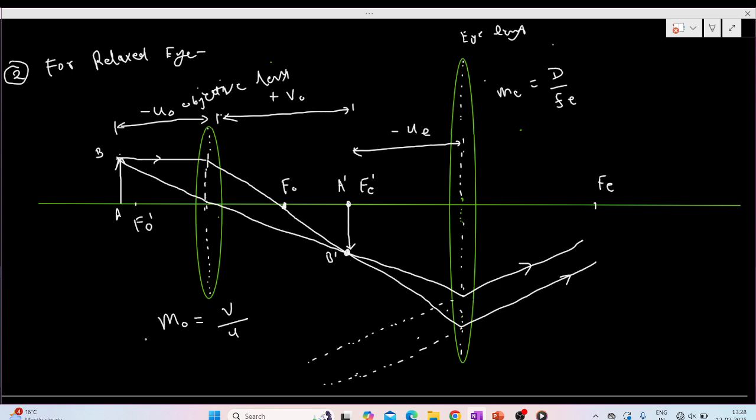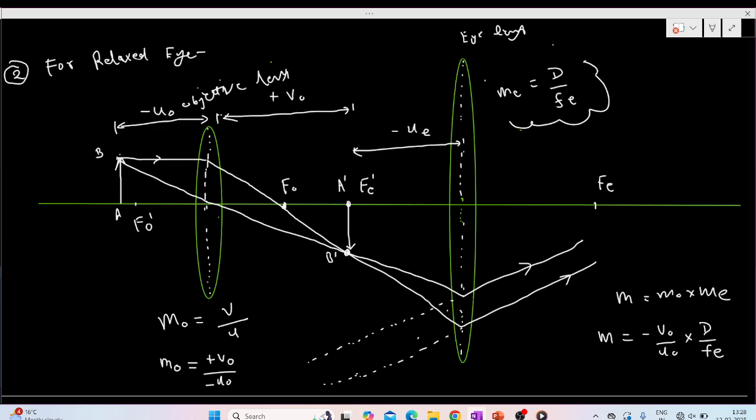Now, the magnifying power of the objective lens is given by plus VO divided by minus UO. And the net magnification you can write like this. M is equal to MO into ME. The net magnification is minus VO by UO into D upon Fe. Keep in mind, the eyepiece is working as a simple microscope. So this is the formula for the simple microscope when the final image is formed at infinity. And this works as the simple lens. This is the formula for a normal lens.